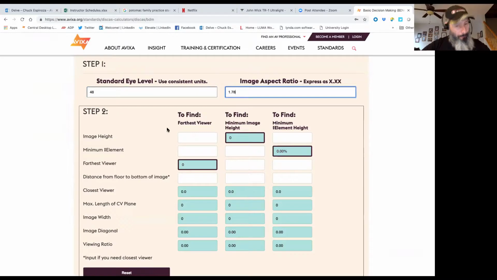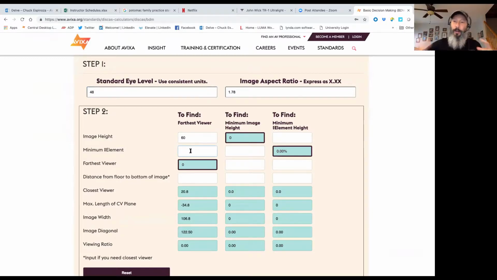Aspect ratio. So to use this calculator, we want to go top down. To find the furthest viewer, that means I know my image height. Say we have a 60-inch image height. My element height, minimum element height.